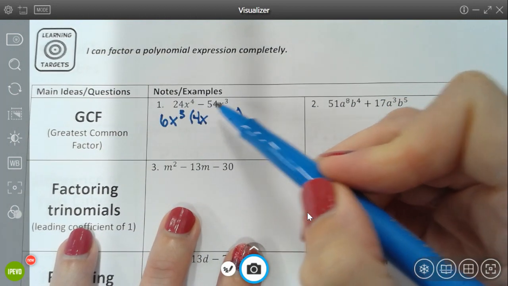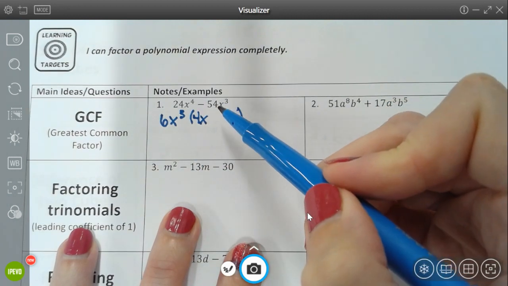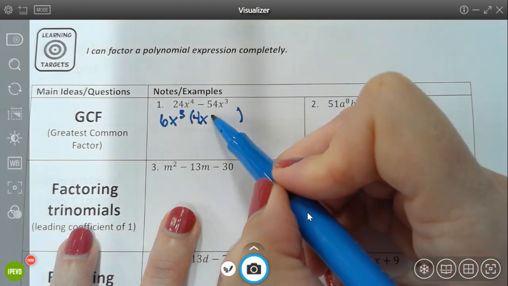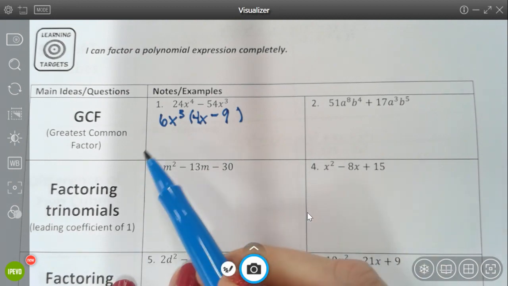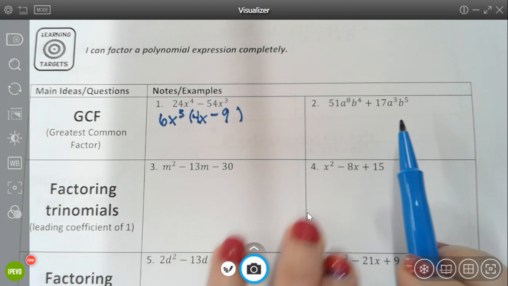Here I have a negative 54x cubed with a positive 6x cubed. So if I take negative 54x cubed and divide it by positive 6x cubed, I'm going to get a negative 9. So I'm going to write that in my parentheses as minus 9. And that's how we factor out the greatest common factor here. Let's look at one more example.